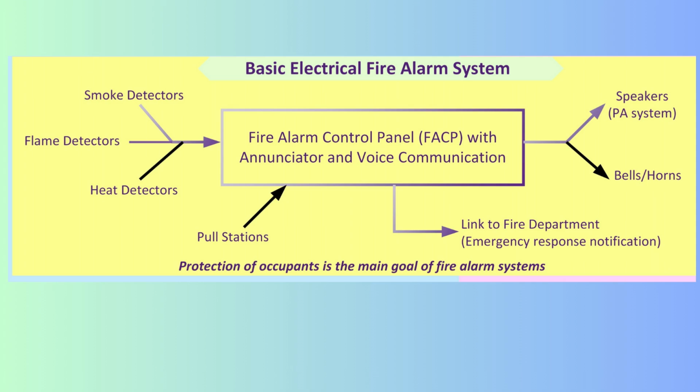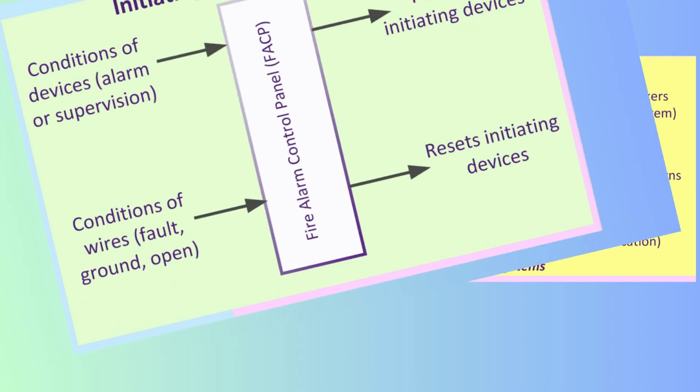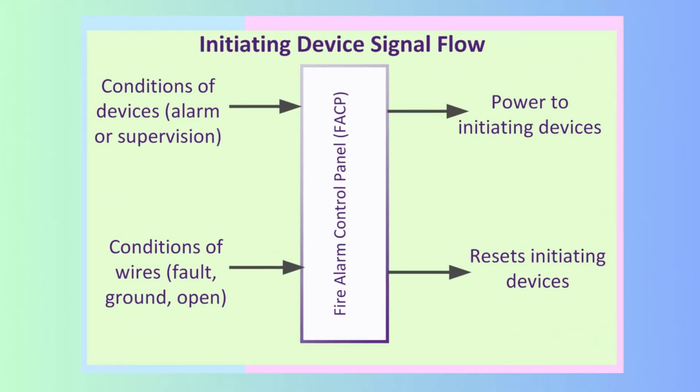Power supply: backup batteries or generators to ensure the system works during power outages. Monitoring: some systems are connected to a central station to alert emergency responders. Fire safety features may include fire suppression systems, emergency lighting, and ventilation controls. The system detects fire, warns occupants, and notifies authorities to minimize danger. Regular maintenance is required for reliable operation.